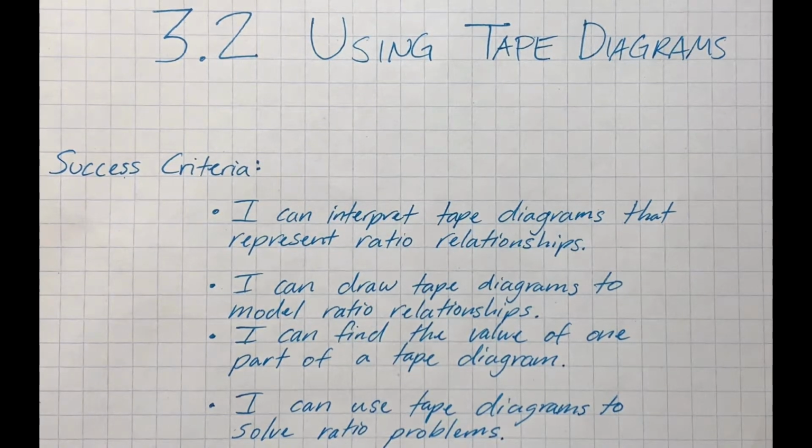And also, you're going to be able to find the value of one part of the tape diagram, and also to use tape diagrams to solve ratio relationships. So with that being said, for 3.2 you are still working with ratios, but you're drawing them out.